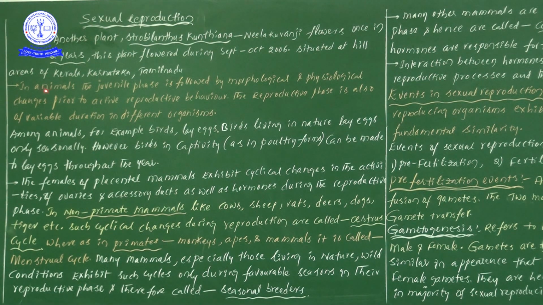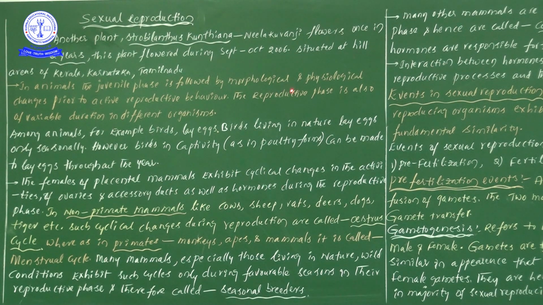Now in animals, the juvenile phase is followed by morphological and physiological changes prior to active reproductive behavior. So what is the main important point here? From the animals' point of view, if you take any particular organism's life cycle, for our convenience of study we have divided it into three phases: the juvenile phase, the maturation phase, and one more, the senescence stage.